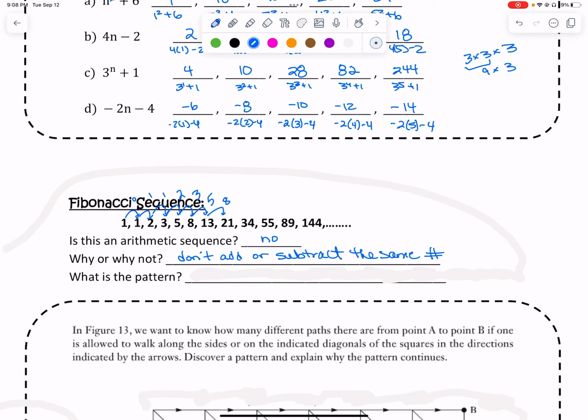Okay, let's talk about the Fibonacci sequence again. And I think I didn't pause it. I think you heard me telling my dogs to hush.